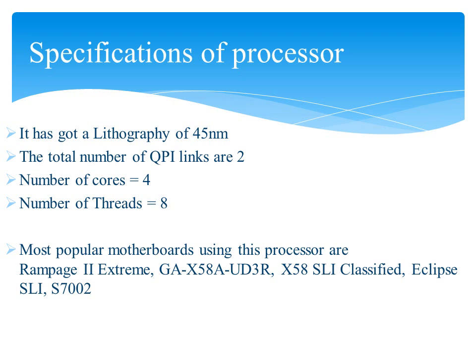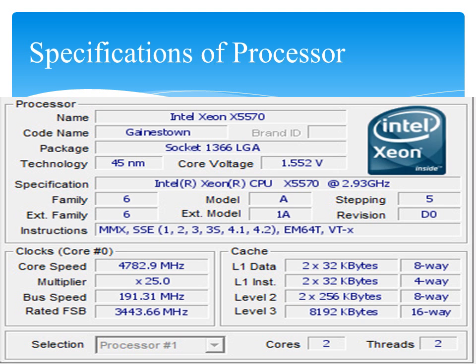Specifications of the processor. It has a lithography of 45 nanometers. The total number of Quick Path Interconnect links is 2. We have a quad-core processor and the number of threads is 8. Most popular motherboards using this processor are Rampage 2 Extreme, GA-X58A, Eclipse. Coming to the specifications of the processor, here we have a quick view of the specifications.